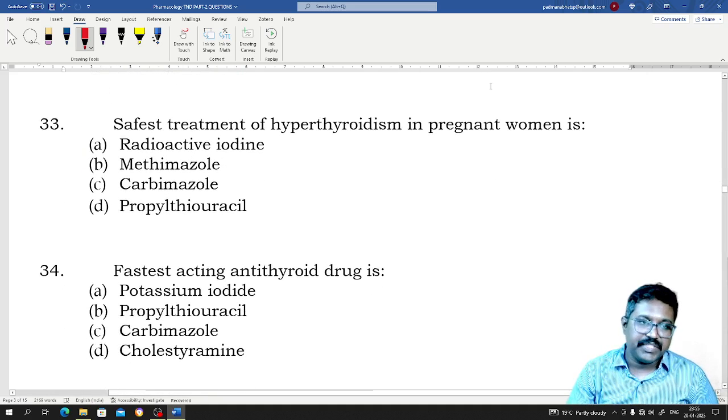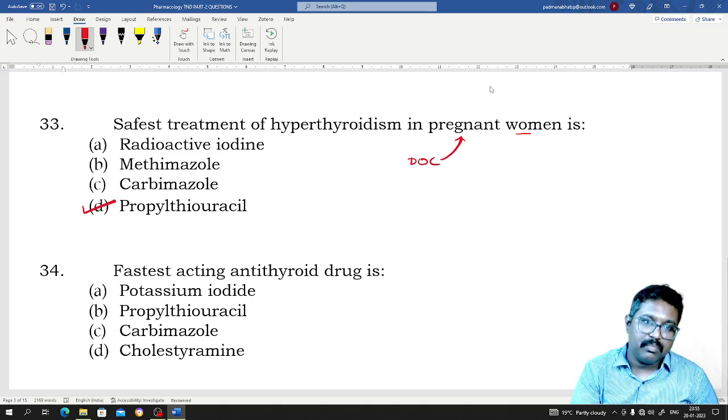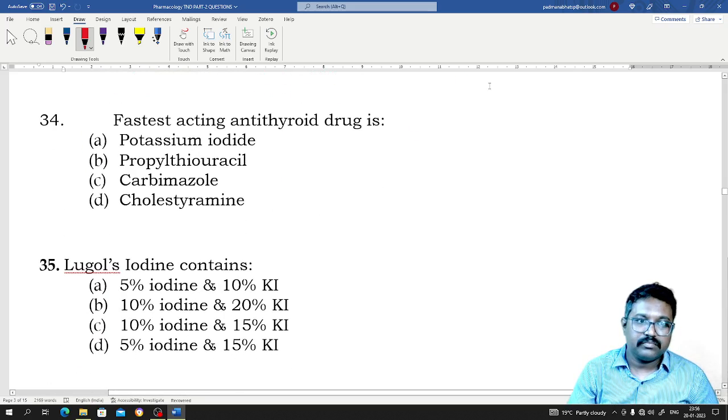So the next question, that is the safest treatment of hyperthyroidism in pregnant women is. So they are asking the drug of choice of antithyroid in case of pregnant women. So please remember, it is always propylthiouracil. So propylthiouracil has got high plasma protein binding capacity, thereby it will not cross the placental barrier. So the drug of choice will be your propylthiouracil. It will not cross the placental barrier.